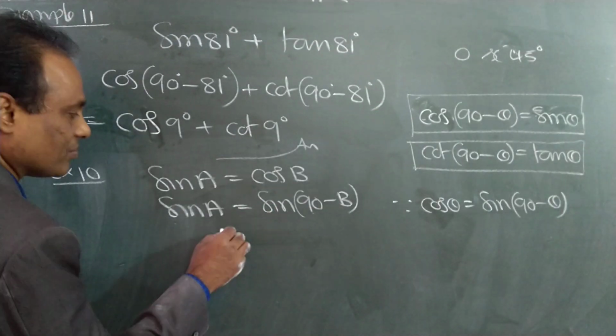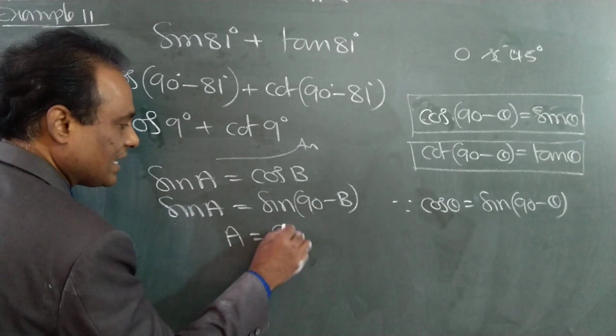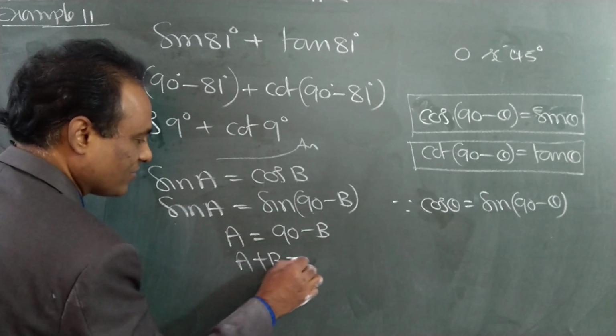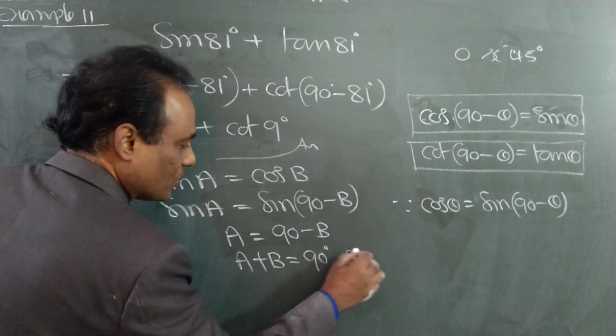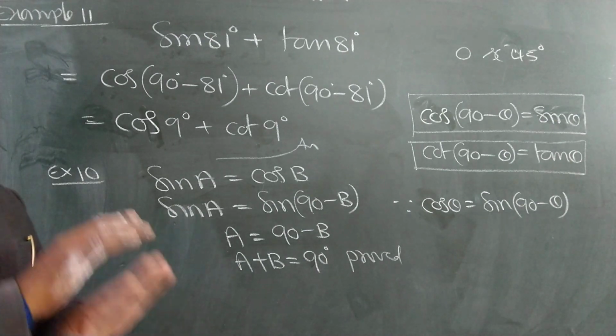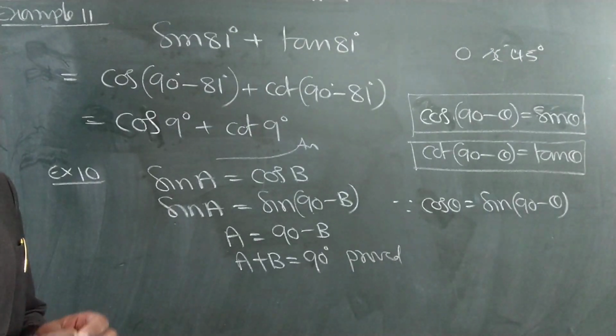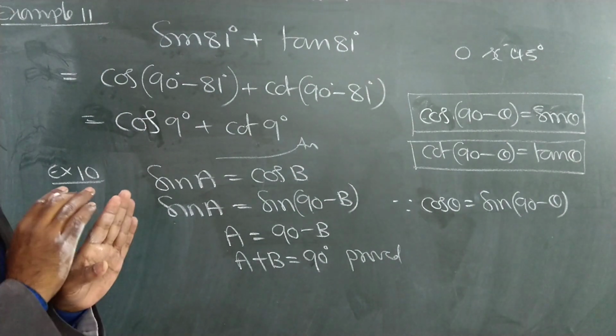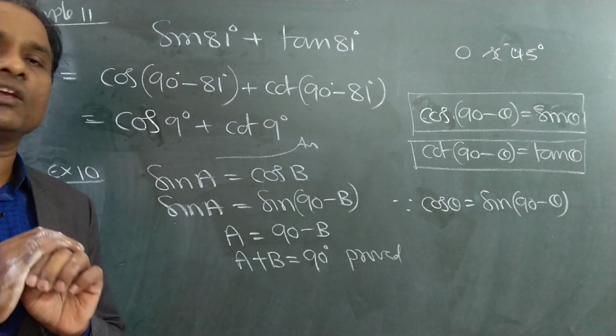Sin is the same, so A is equal to 90 minus B. Minus B on this side becomes plus B. A plus B is equal to 90 degrees. Proved. See the proof. So all examples and all exercise problems I solved. If you have any doubt, tomorrow you can put it in the chat box. So this exercise 11.3 is perfectly over.